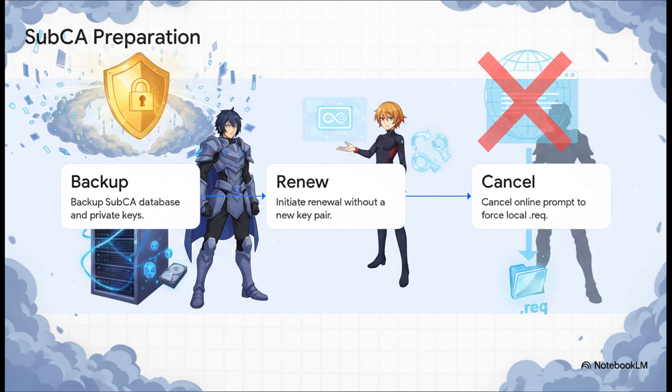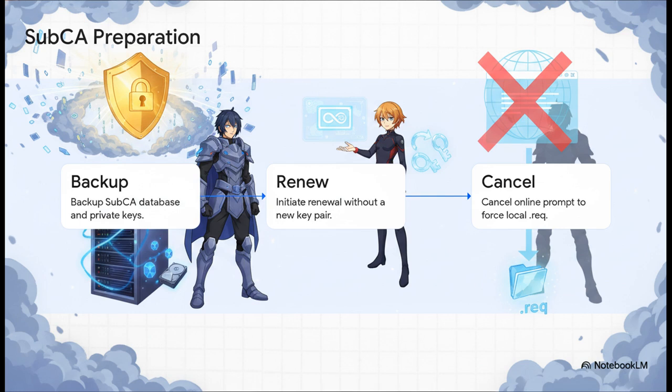Do not skip the backup. Once you're safe, you initiate the renewal process. If you've decided to reuse those keys, just select No to a new key pair. Then comes the trick. The system is going to prompt you to submit the request to an online parent CA.